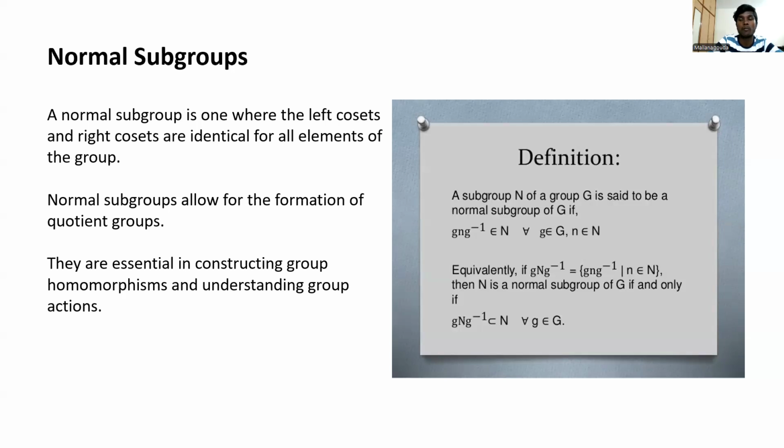Definition: a subgroup N of a group G is said to be a normal subgroup of G if g n g inverse belongs to N for all g belonging to G and n belonging to N. Equivalently, a subgroup N is a normal subgroup of G if and only if gNg inverse is equal to N for all g belonging to G.